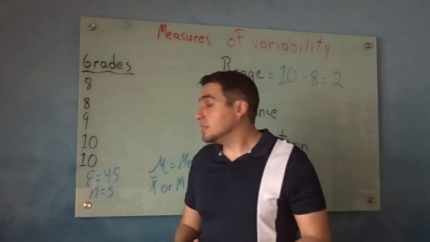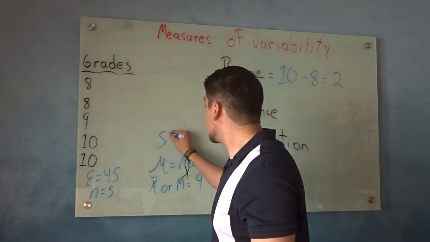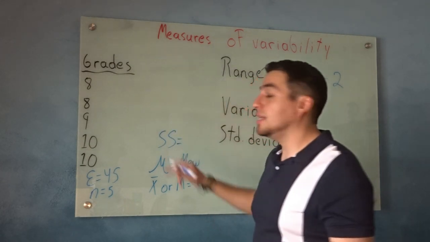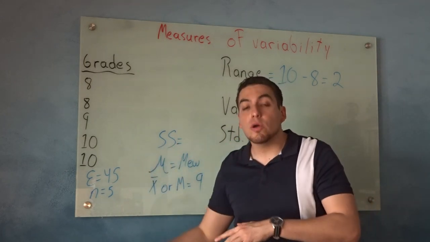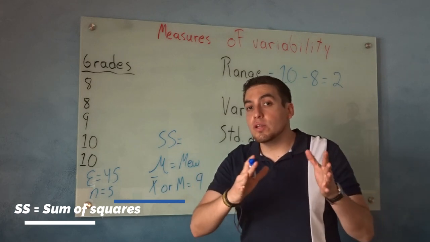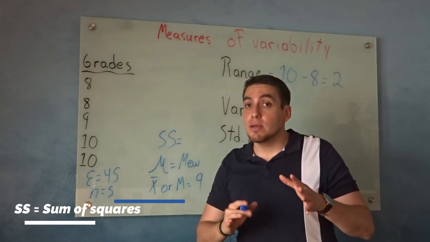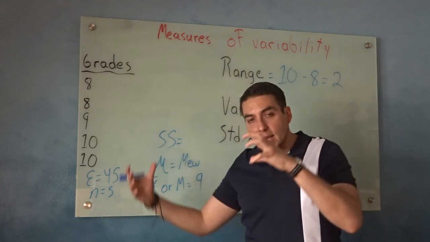We're going to take a variance. What we need to do is find the SS. SS stands for sum of squares. The sum of squares is trying to tell us the differential on the squares, by taking the differential on each square value and then adding that up.